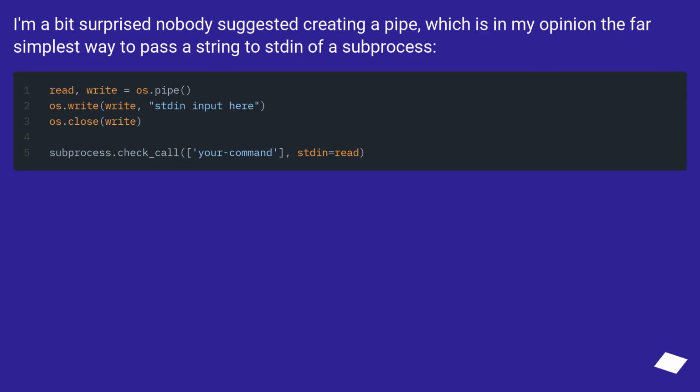I'm a bit surprised nobody suggested creating a pipe, which is in my opinion the far simplest way to pass a string to stdin of a subprocess.